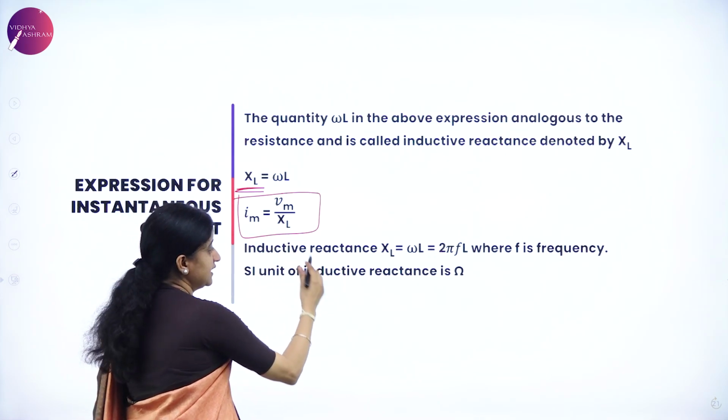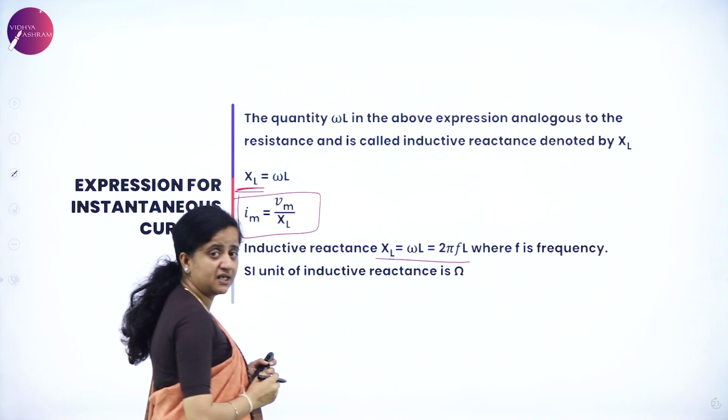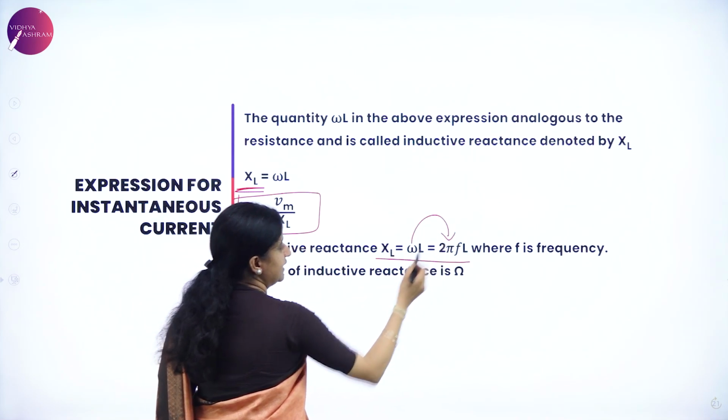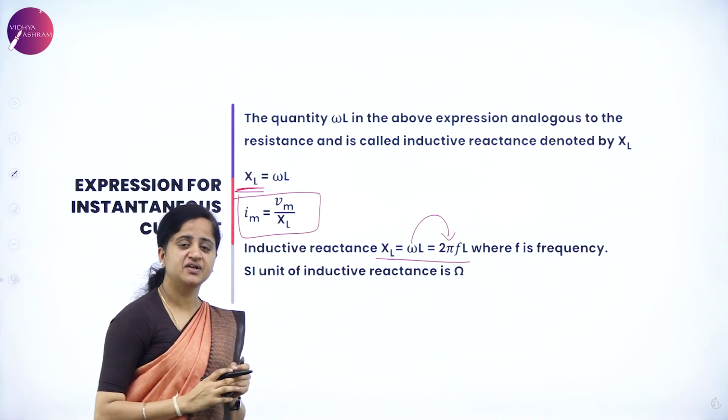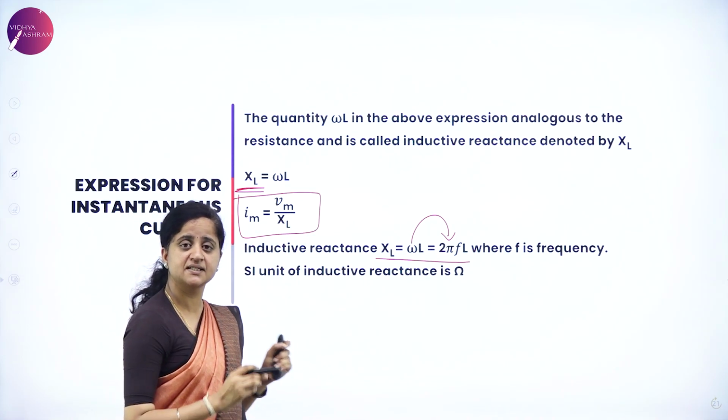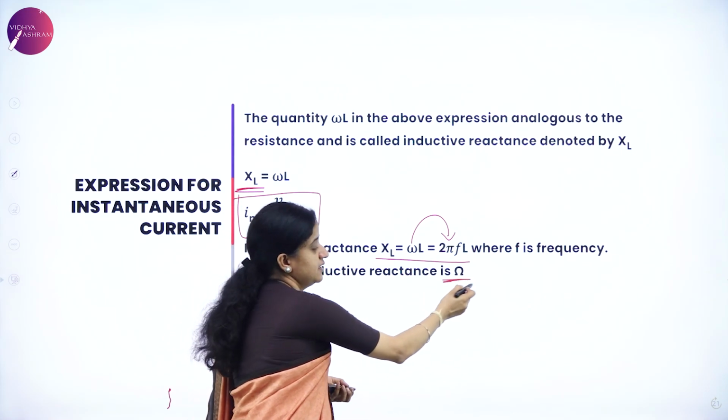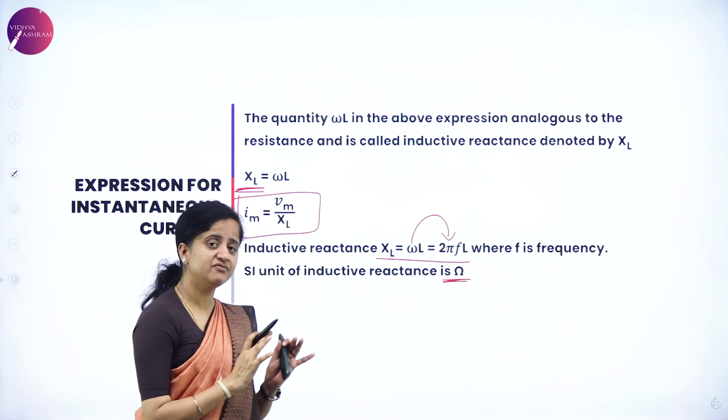So I get Im is equal to Vm divided by XL, where XL is inductive reactance. So this XL can also be written as 2 pi F into L, because omega is 2 pi into F, where F is the frequency. And what is the SI unit of inductive reactance? Since it is analogous to resistance, the SI unit is ohms.